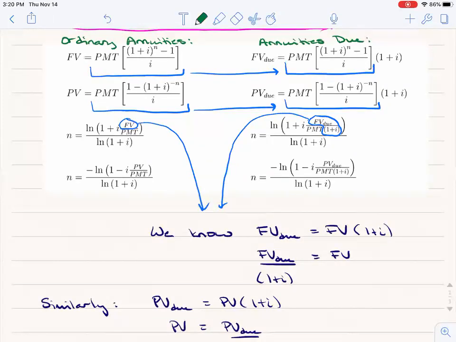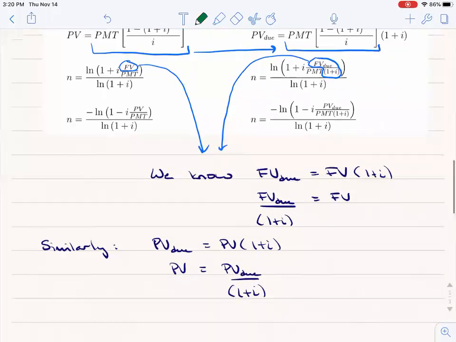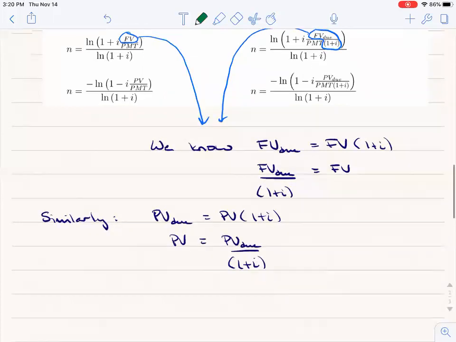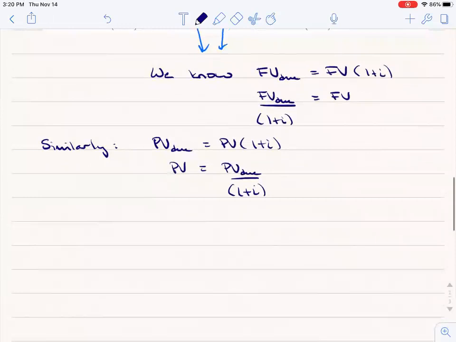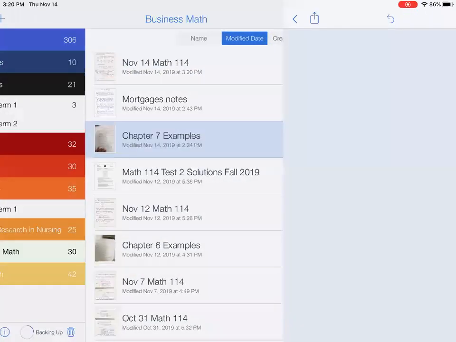All right, now that we know what these formulas look like and why, it's just that extra period of interest that we have to pay or that we get, depending on the situation. And so let's do an example. Let's do example 224.